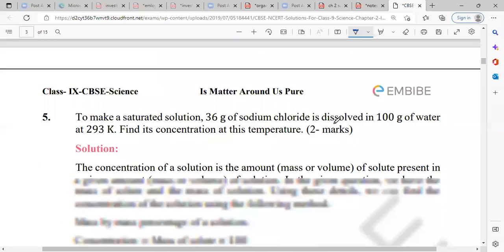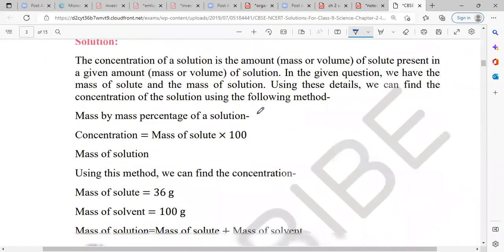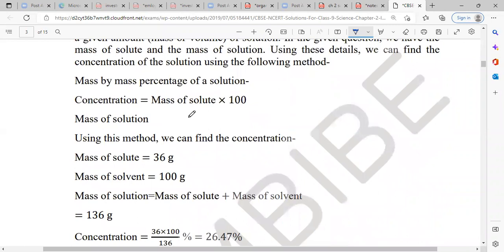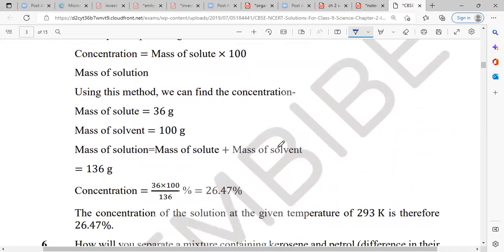We already discussed this. This one is very important. To make a saturated solution, 36 grams of sodium chloride is dissolved in 100 grams of water. So over here, this is the solute and this is the solution. You have to find the concentration. You know what concentration is, right? This is the formula. You know the formula of concentration, girls? Yes, ma'am. So 36 divided by 136 multiplied by 100. That will give you this. So quickly write this down.